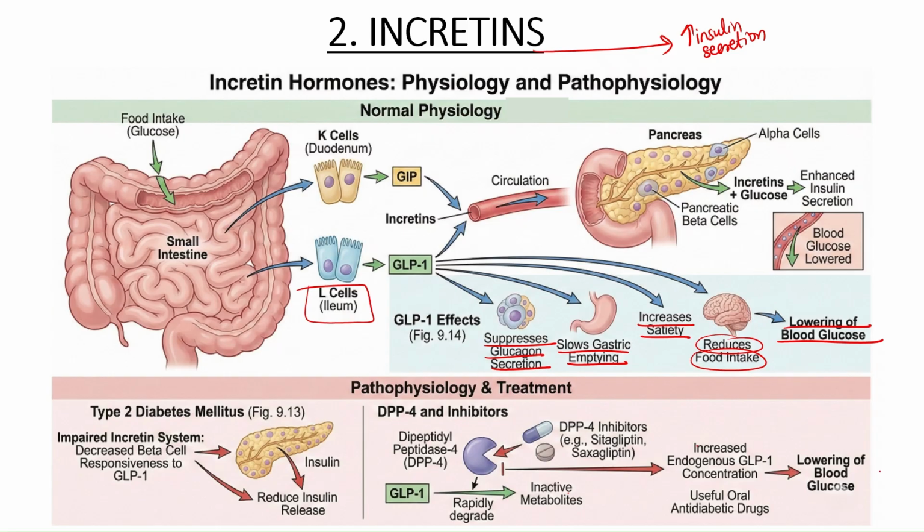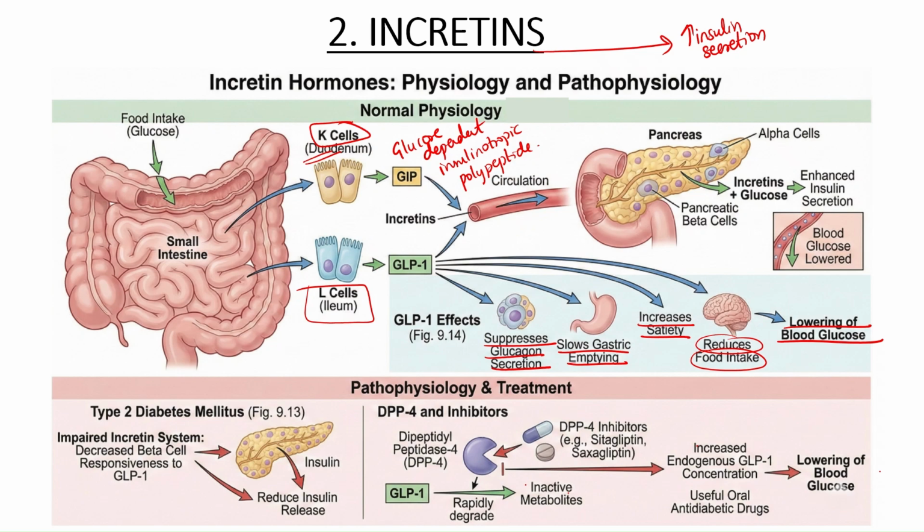The other one is the GIP, glucose-dependent insulinotropic polypeptide. It is produced from the K cells of the duodenum. It stimulates the insulin release in response to food intake. In individuals with type 2 diabetes, this efficient system is compromised, typically characterized by reduced cellular response.